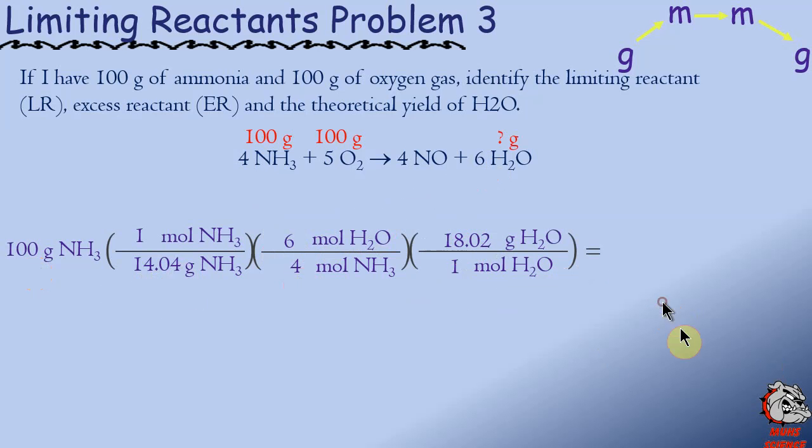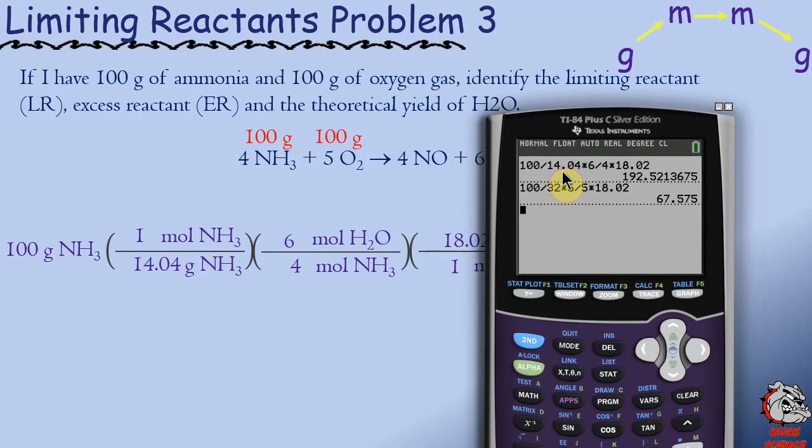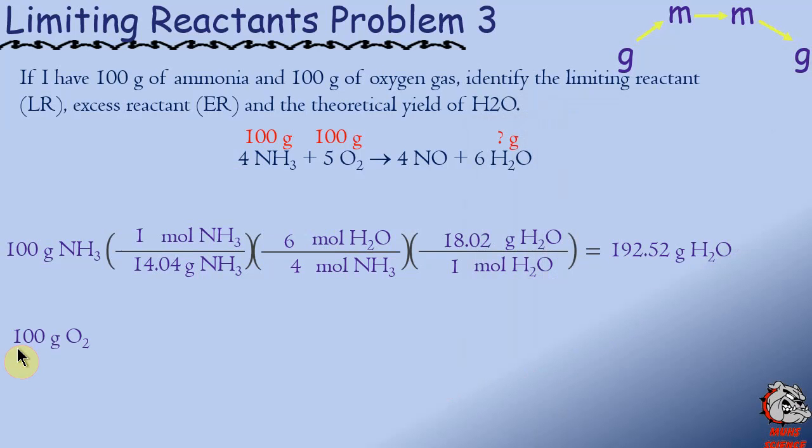And I get an answer of 192.52. And I'll bring in my calculator here so that you can see how I entered it. 100 divided by 14.04 times 6 divided by 4 times 18.02. You just plug it in just like I say. Our next one, 100 grams of oxygen.